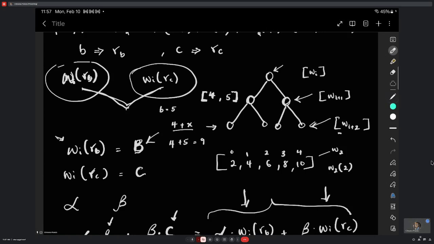So B can be any number not related to the circuit. Yes, it's a random number, not related to the circuit. Well, it makes sense now, right?